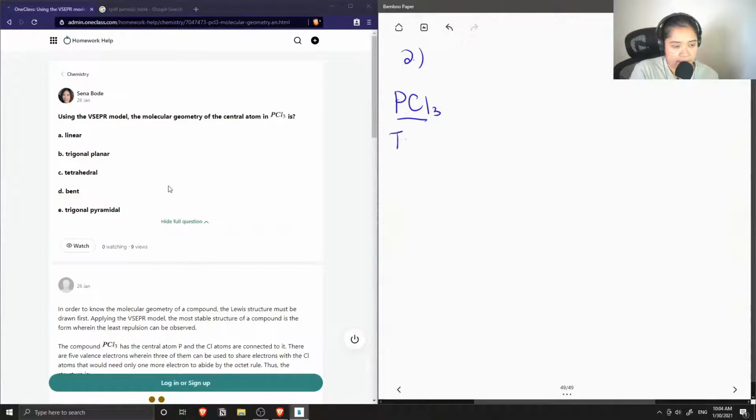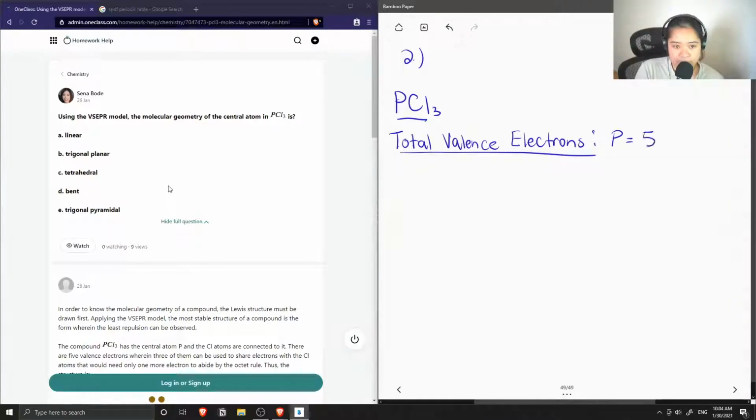So we need to calculate the total number of valence electrons that are in this molecule. So phosphorus has 5 valence electrons and chlorine has 7. And since there are 3 chlorine atoms, we multiply this by 3. And when we add these values up, we get a total of 26 valence electrons.